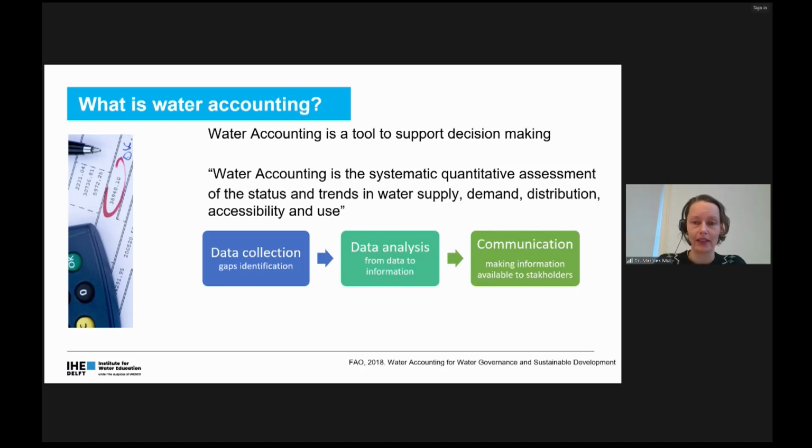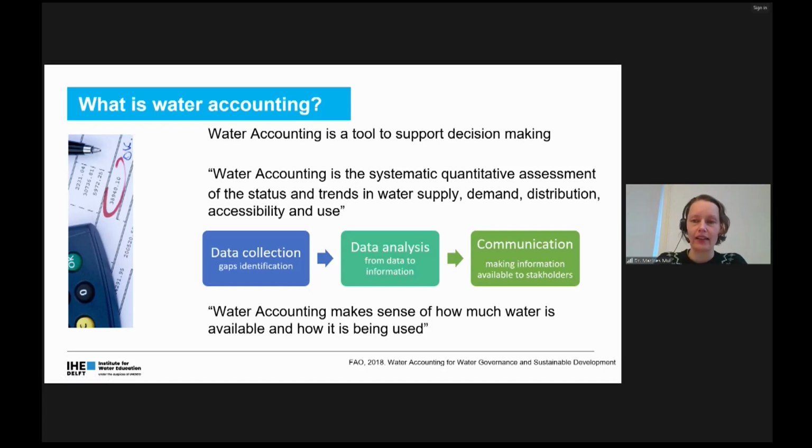Especially when we're talking about big data, it's very important that you're not just bombarding them with a lot of data that is not understandable. It needs to be analyzed and presented in a way that can be used for decision making. So water accounting really attempts to make sense of how much water is available and how it's being used. It doesn't only look at the natural system in terms of rainfall runoff modeling, but it also especially looks at the demand side and the use side, and who is using the water, and tries to identify that.